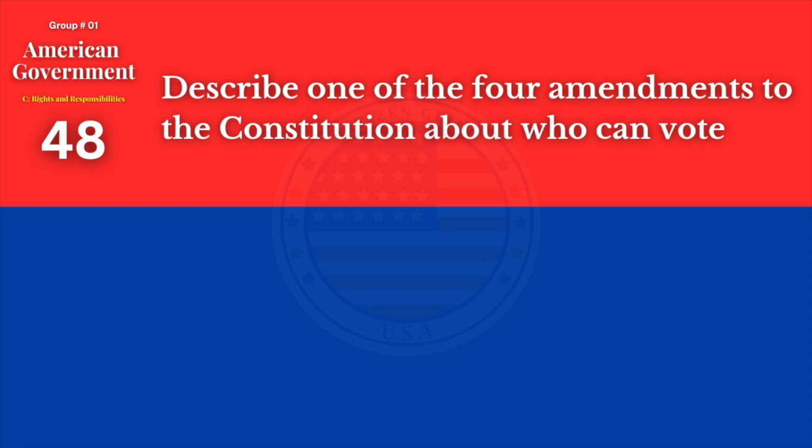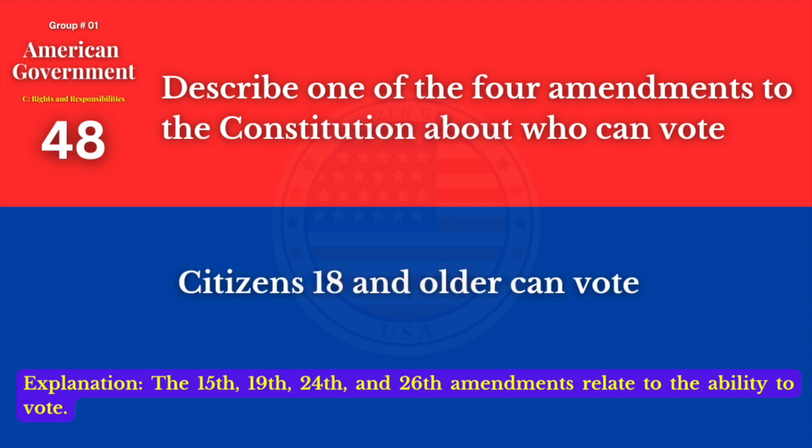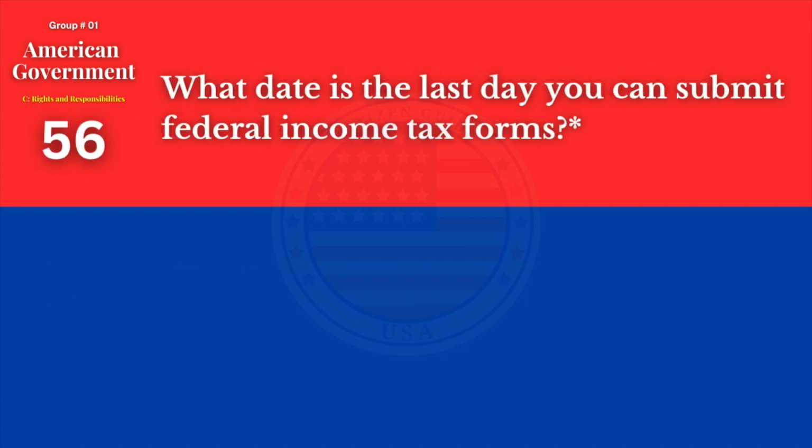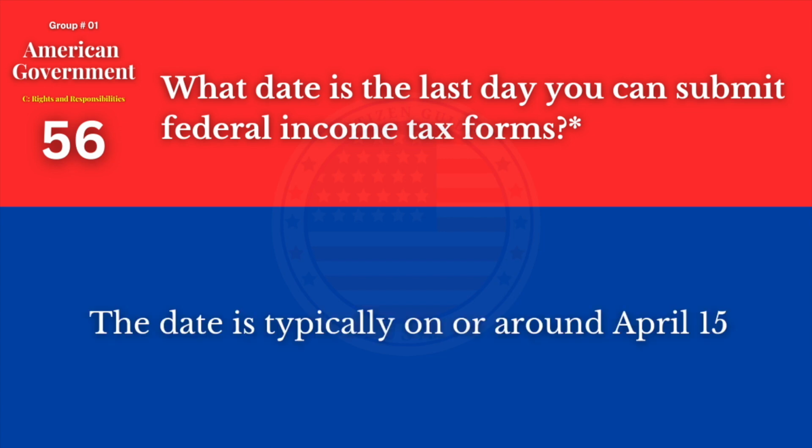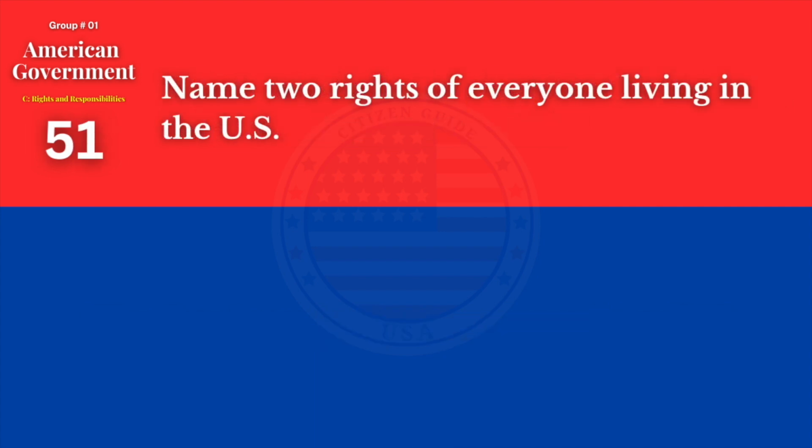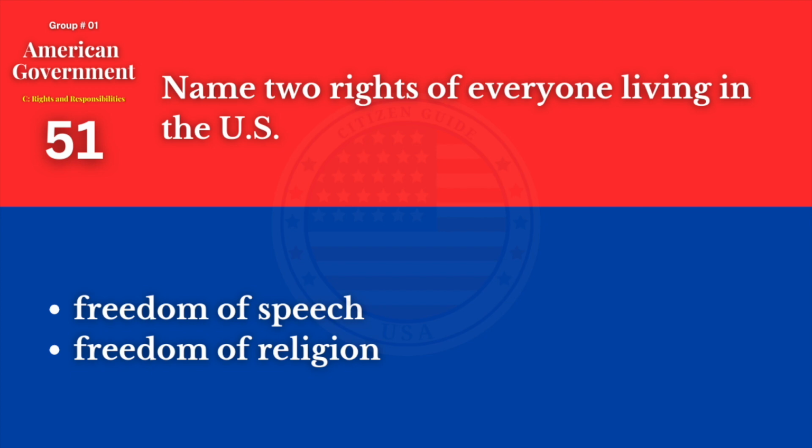Describe one of the 4 amendments to the Constitution about who can vote. Citizens 18 and older can vote. What date is the last day you can submit federal income tax forms? The date is typically on or around April 15th. Name 2 rights of everyone living in the U.S. Freedom of speech, freedom of religion.